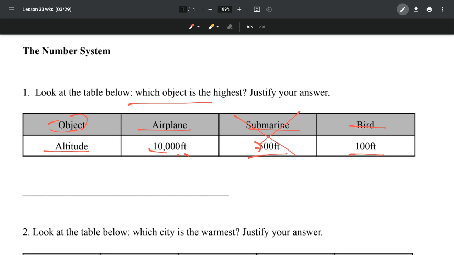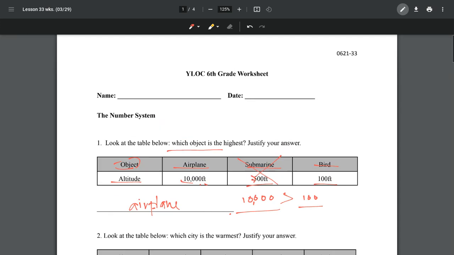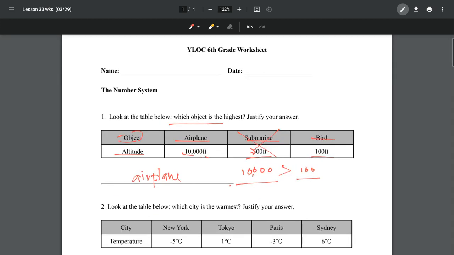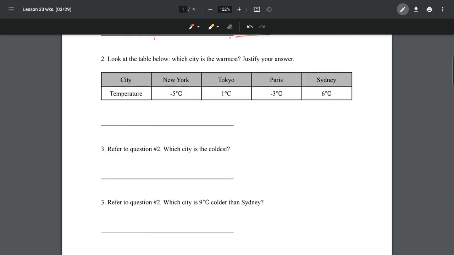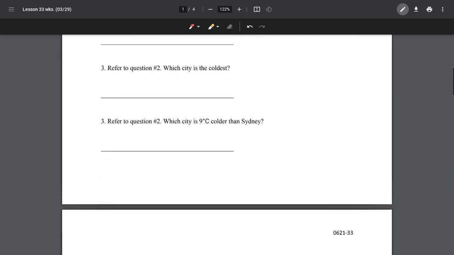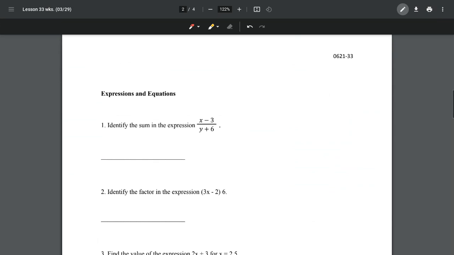We know that 10,000 is greater than 100, right? So the airplane is the highest object, and it is because 10,000 is greater than 100. That's it for number 1. Try numbers 2, 3, and 4 on your own, and let's move on.